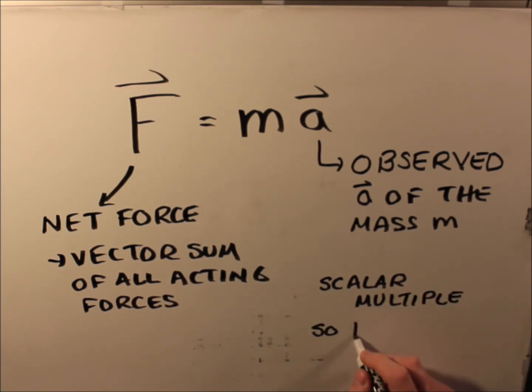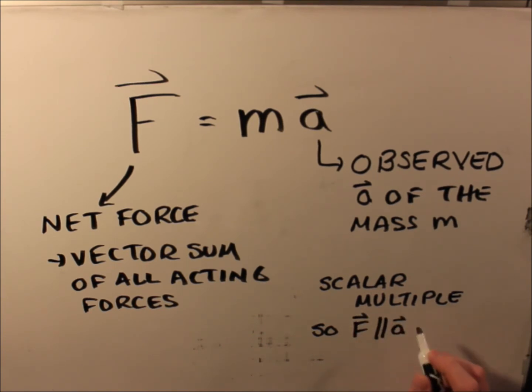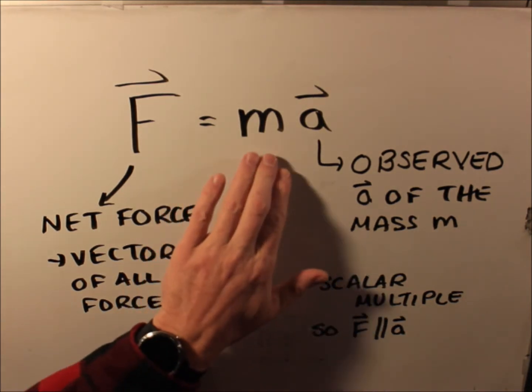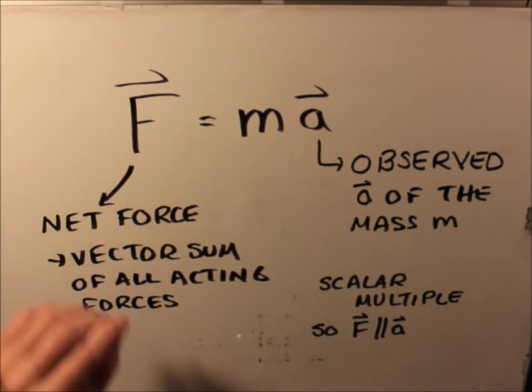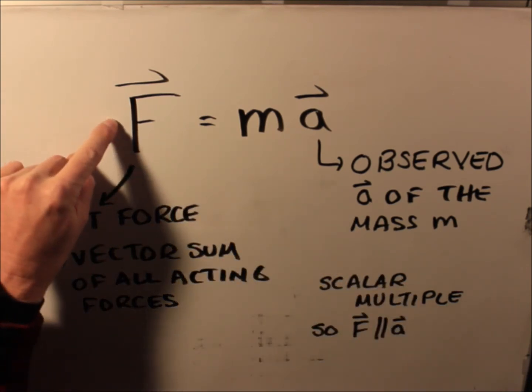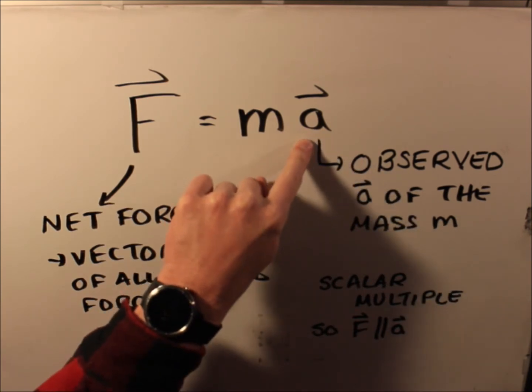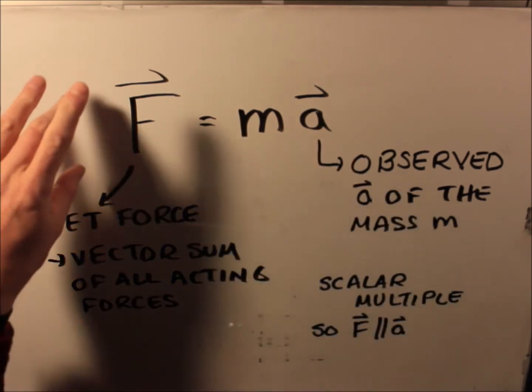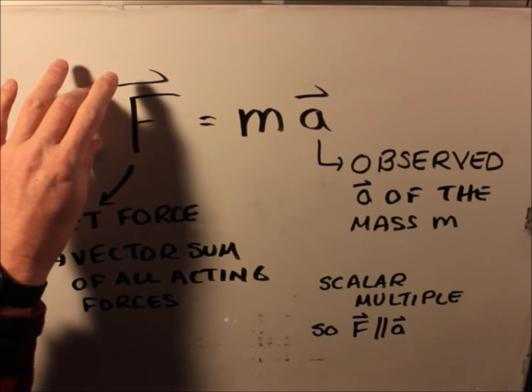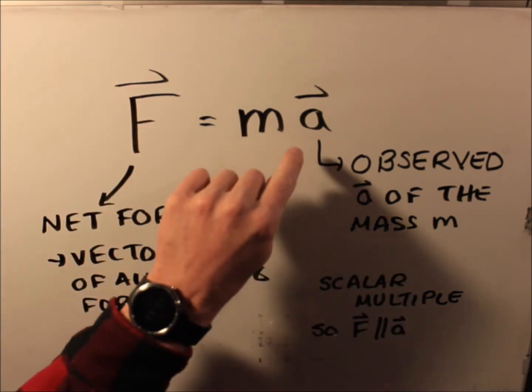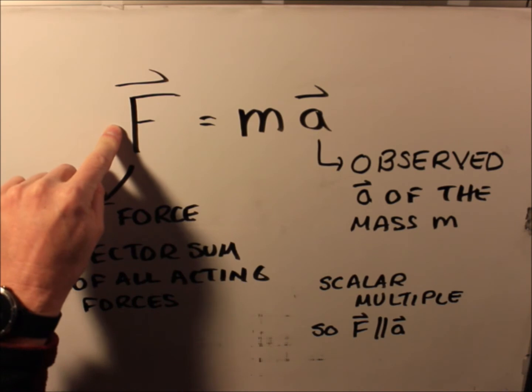So the net force is parallel to the resulting acceleration. Okay? M here is a scalar, and thus will not change the direction. Also, in our current understanding, mass is always taken as positive. So therefore, the force direction and the acceleration direction will always be the same. So if we create a net force and we throw the ball, it will go in the direction of the force that we exert, which is what we expect.